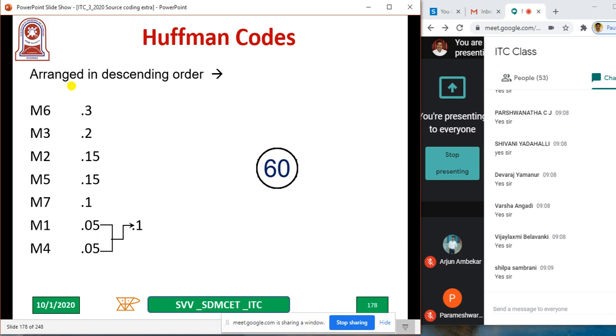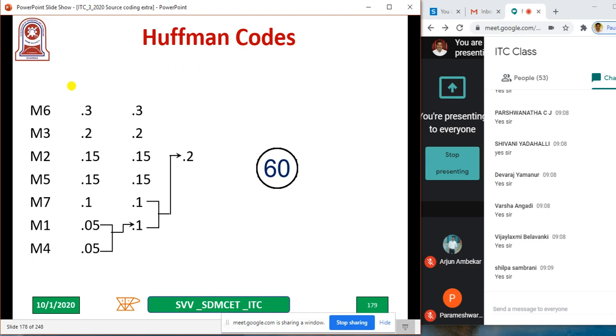0.1, again above 0.3, 0.2 will remain same. So I'll rewrite. Again I will add the bottom two. Again I'll keep them in the order. 0.1, 0.1, it will become 0.2. 0.2 I'll keep it. I'll write 0.3, 0.2, 0.15, 0.15 I'll go to the next. Now I have to add the bottom two. 0.15, 0.15, it will become 0.3. Again I'll arrange in the order.